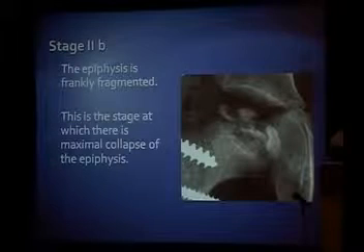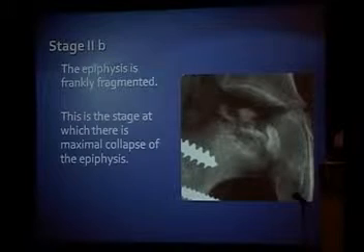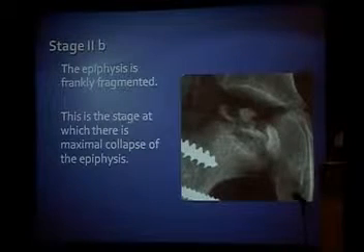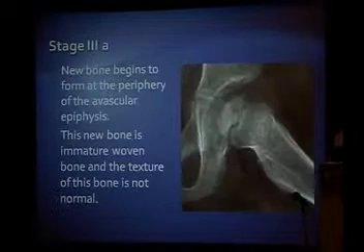Here you can see the epiphysis is frankly fragmentous. It's the second stage, or stage 2B. There's collapse, and this is when the maximal collapse occurs. This is when the maximum extrusion occurs. This is the worst part of the disease.